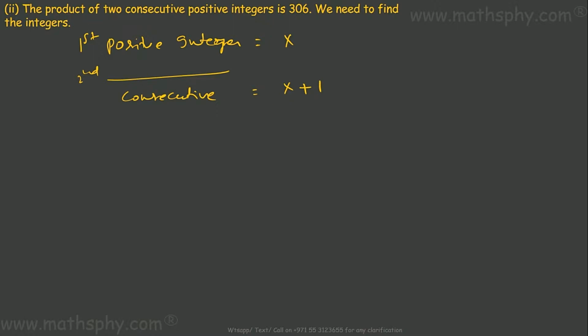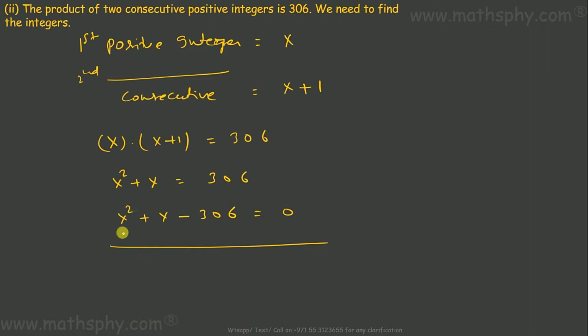It says product means x into x plus 1 is equal to 306. So this will be x squared plus x is equal to 306. So x squared plus x minus 306 equals 0. That's my equation, which is quadratic. Highest degree is 2, and this can be ax squared plus bx plus c, where a is 1, b is 1, and c is negative 306. So this format, x squared plus x minus 306, is the quadratic equation format for this problem.